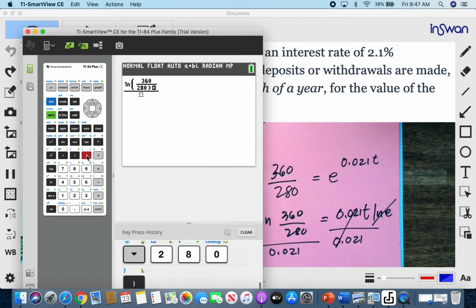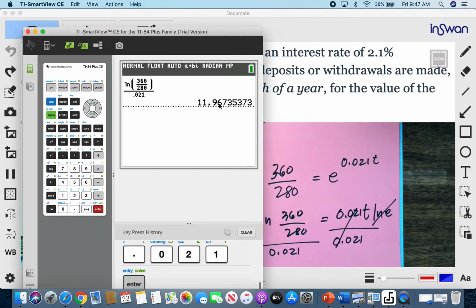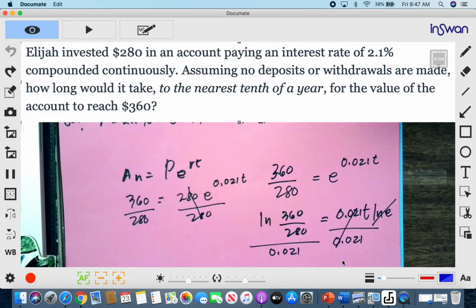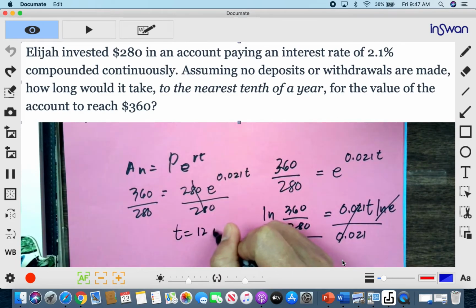Okay, and then of course we will divide by 0.021. And the time is 11.96 years, but it asks us to the nearest tenth of a year. And if we're going to round up 6 to 9, it's going to be 1 here, 0 here. So this will be approximately 12 years. So T is equivalent to 12 years.